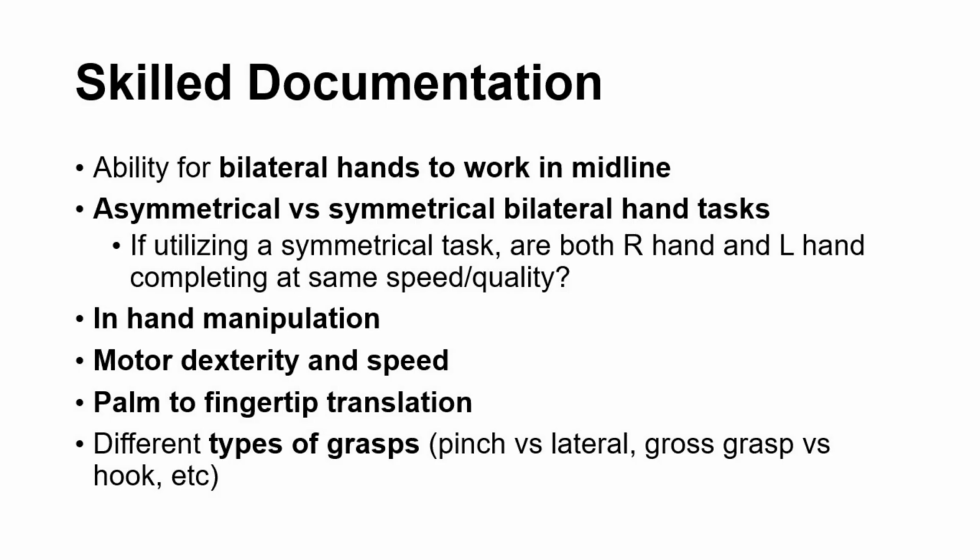The ability for bilateral hands to work in midline. Asymmetrical versus symmetrical bilateral hand tasks. If we have an individual utilizing a symmetrical task, are both the right hand and the left hand completing it at the same speed and quality? In-hand manipulation, motor dexterity and speed, palm to fingertip translation, and different types of grasps. Are we seeing pinch versus lateral, gross grasp versus hook, etc.?